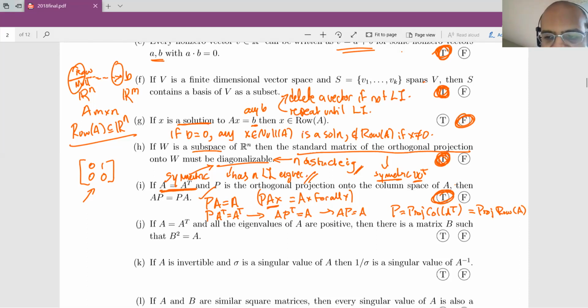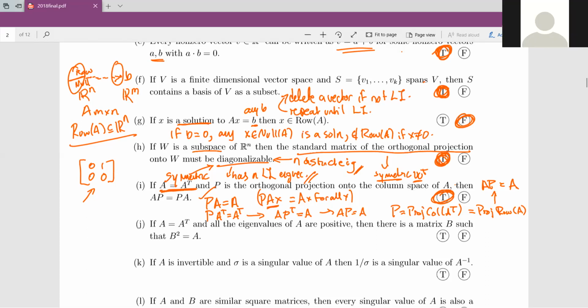And then you can check that this implies that AP equals P. Basically, for any vector, you apply the decomposition theorem. The part in the null space just gets killed by A and by P, so it doesn't matter. There are multiple ways to do this question. Any questions about this? It's kind of a tricky one.